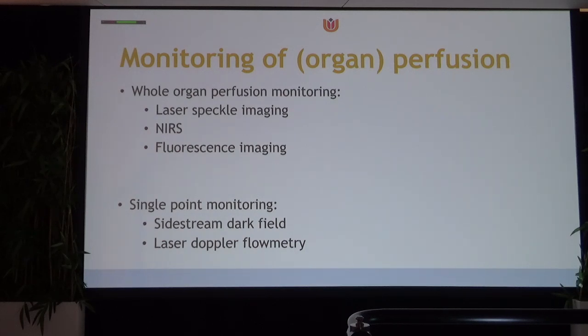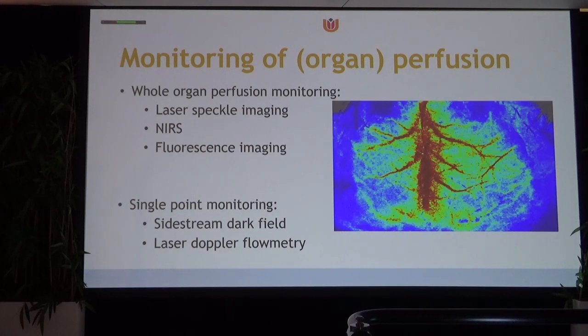So if we want to influence microcirculation, it would be nice to be able to measure it or to visualize it. There are some techniques available at the bedside. Some of them have been discussed by former speakers already, but I'm going to just summarize them a bit. One of them is laser speckle imaging. This is based on the reflection and the scattering of laser light, which gives contrast in an organ. It's a whole organ perfusion monitoring. It's really nice to visualize a whole organ this way.